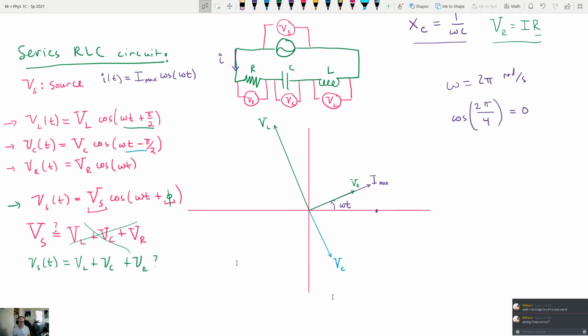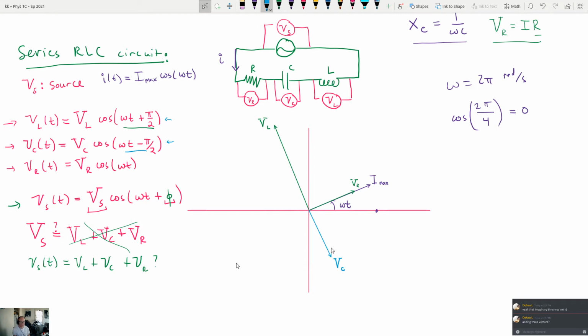Now, as DeHao said, what we're going to do now is notice that V sub L and V sub C happen to be exactly 180 degrees out of phase with each other, and they always will be. If you look at these two equations right here, you can tell that this one is ahead by pi over 2 and this one's behind by pi over 2, and you can really see it in this picture, that V sub L and V sub C will always be 180 degrees away from each other.